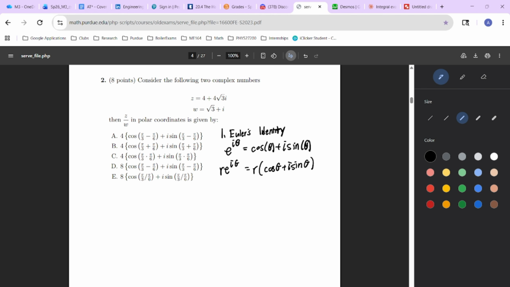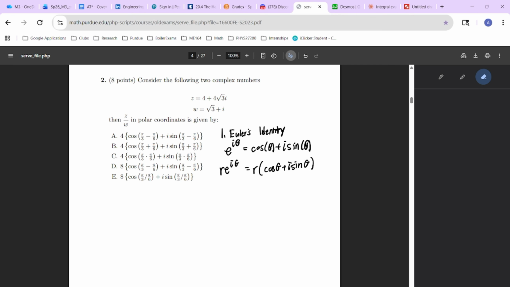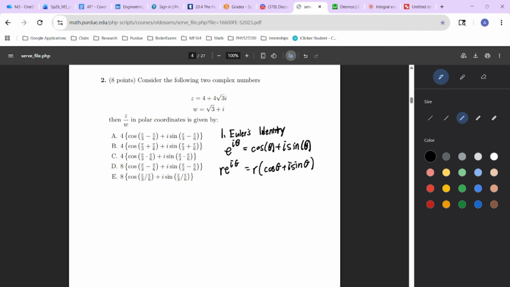Now, I'm not going to show you the full derivation. This comes from combining the Taylor series for cosine theta and sine theta, and then multiplying the series for sine theta by I. That is how you get the Euler identity. But we're just going to use it to solve this problem. Now, the second thing is rationalizing the denominator. This is really important for at least better representing a quotient of complex numbers.